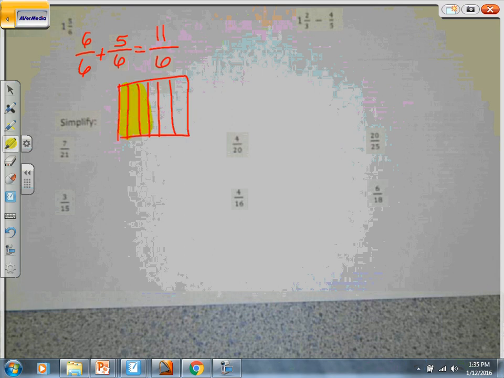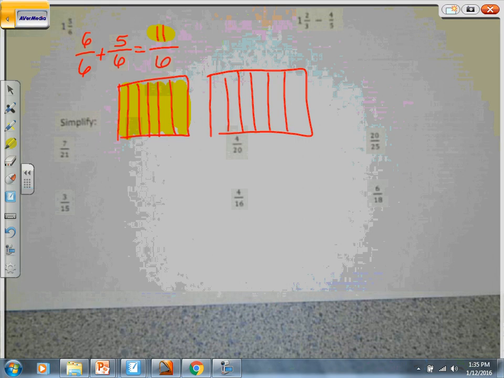Out of those 6, I want 11 pieces. 1, 2, 3, 4, 5, 6. But I have to have 11. I'm going to go ahead and draw another one. 6 pieces. I have 6 here. 7, 8, 9, 10, 11.